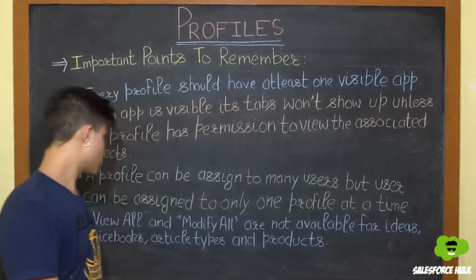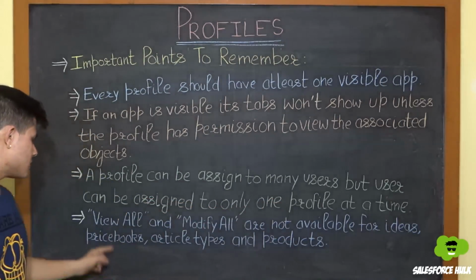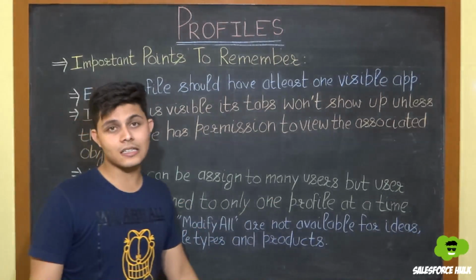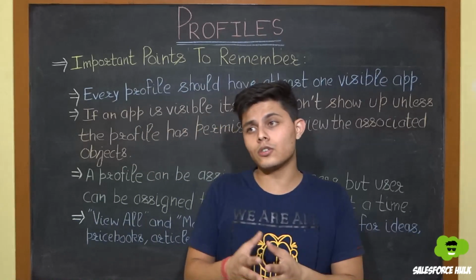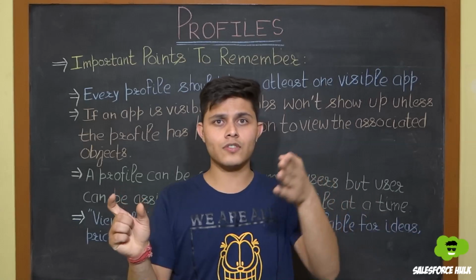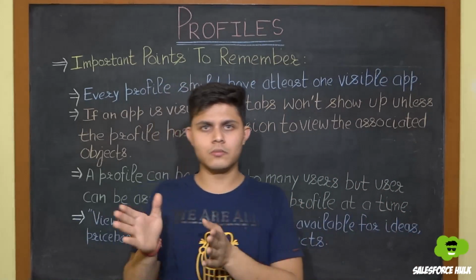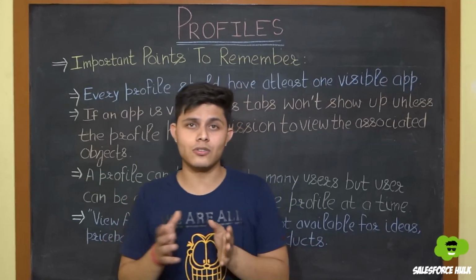Now let's see the fourth point, which is that view all and modify all are not available for ideas, price books, article types and products. Yes, these are some objects on which you do not have the view all and modify all object level permissions, which we have just seen in the demo. So these are not available for these objects, so you need to take care of that.